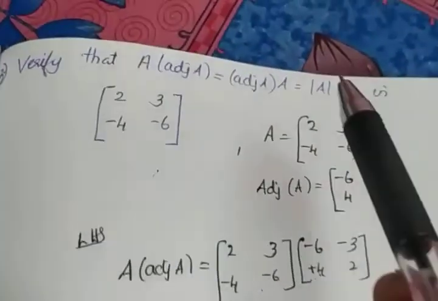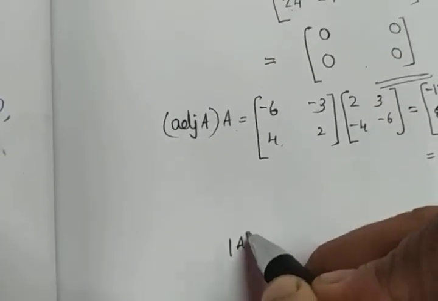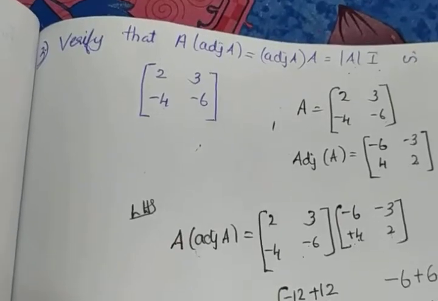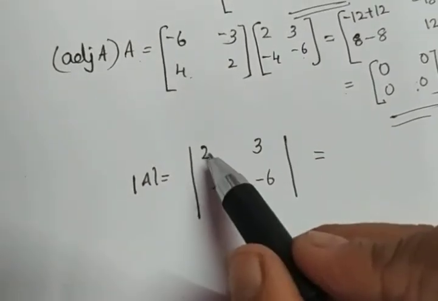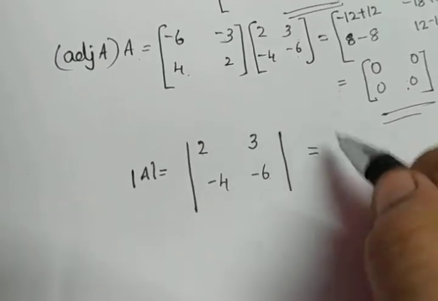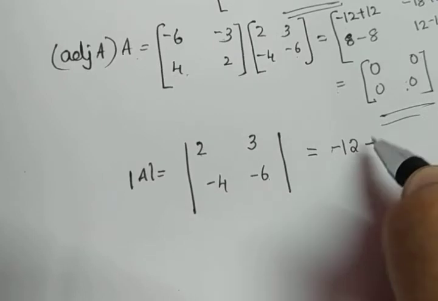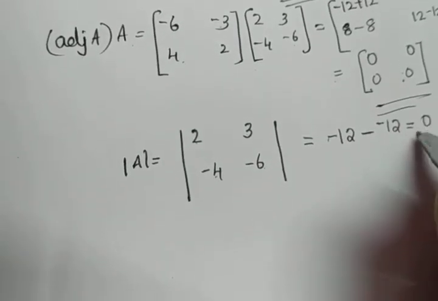Again, what all we have to find? Det A into I. Calculate determinant A. Do you remember how to calculate determinant A? A is the matrix 2, 3, minus 4, minus 6. Calculating the determinant means product of the main diagonal minus product of the off diagonal. So 2 into minus 6 is minus 12, minus 4 into minus 3 is minus 12, so minus 12 plus 12 gives you the value 0.